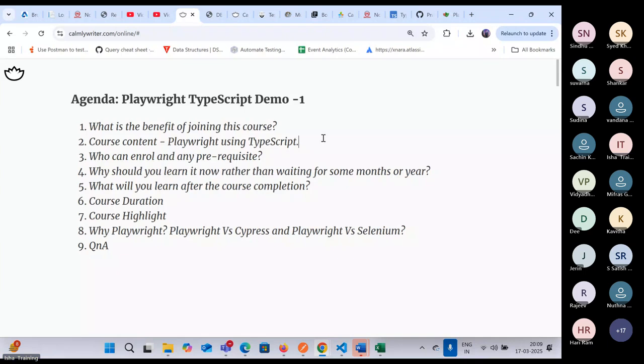But what we'll be discussing today is the agenda that I'm sharing over here, and I'm sure you should be able to see my screen for now. Can any one of you please confirm if you are able to see my screen? Yes, your screen is visible, Praveen. Great.